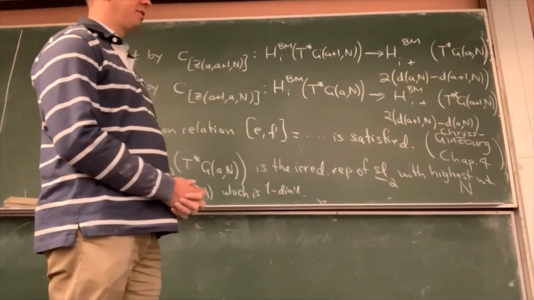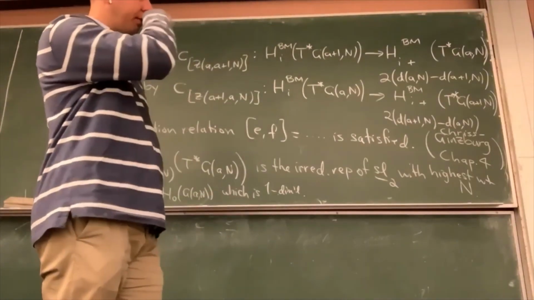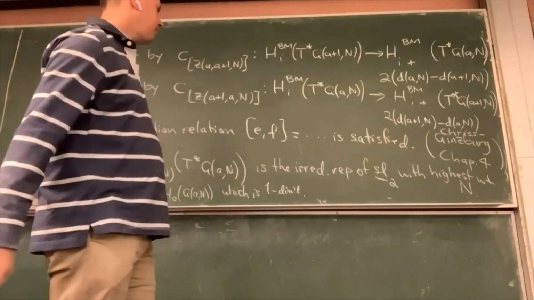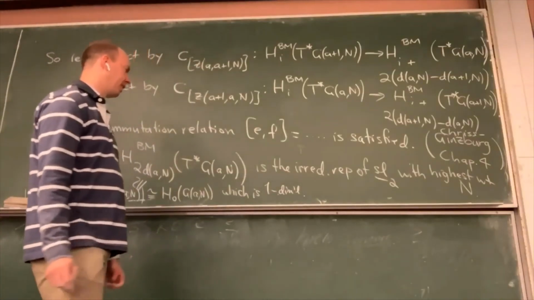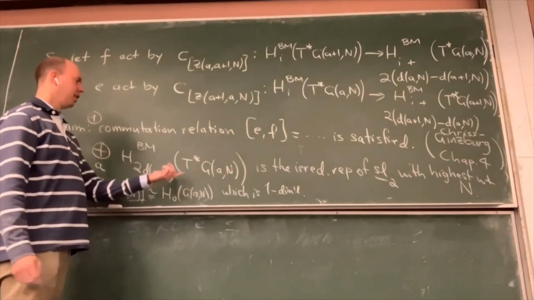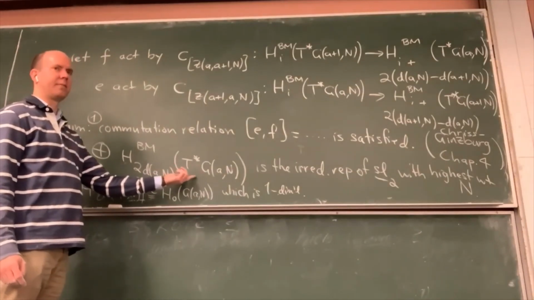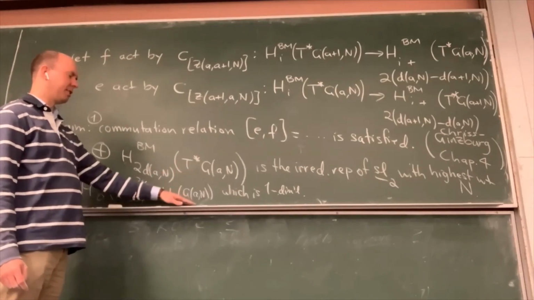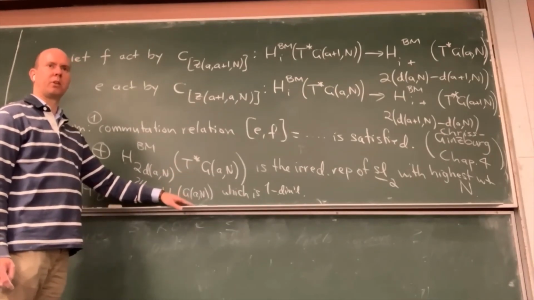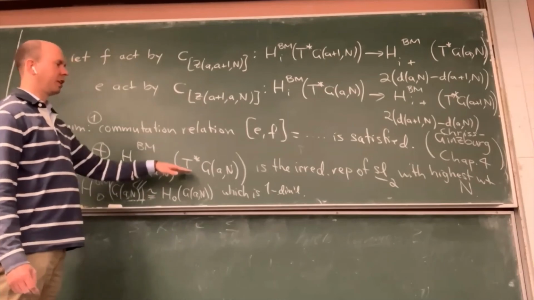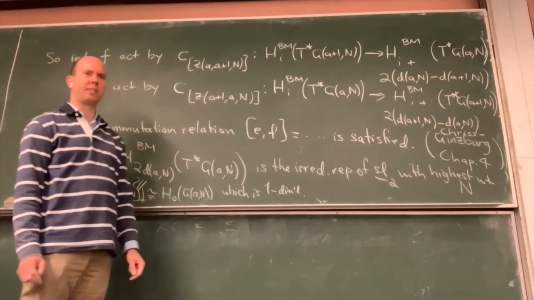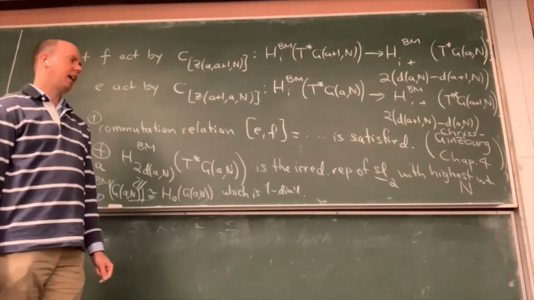Okay, so one other thing I should have said: if I'd given the definition for SLN, this would have been clearer, but at least I can talk about it for SL2. This vector space is not just one-dimensional, it has a canonical basis vector. This is the 0-degree homology of the space, so there's a canonical basis vector there. So this gives you a canonical basis of the irreducible representation of SL2 with highest weight n.